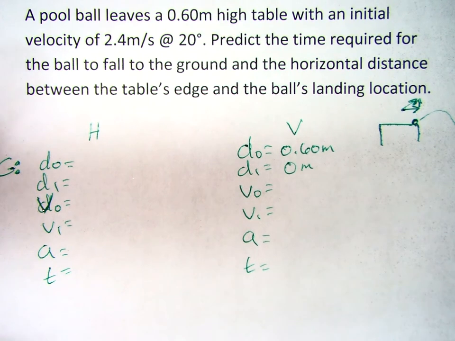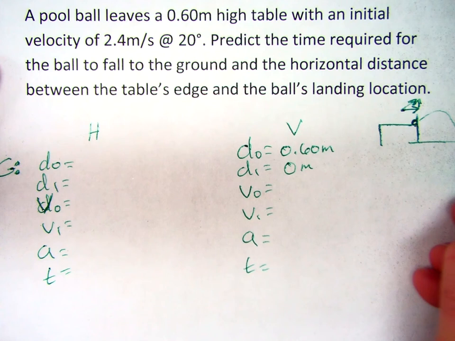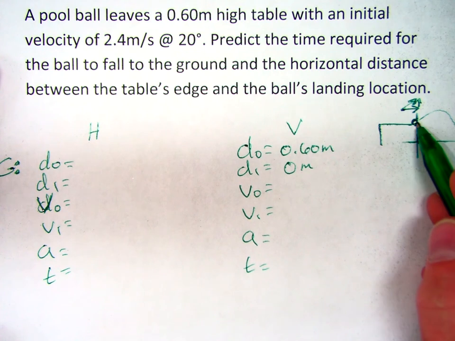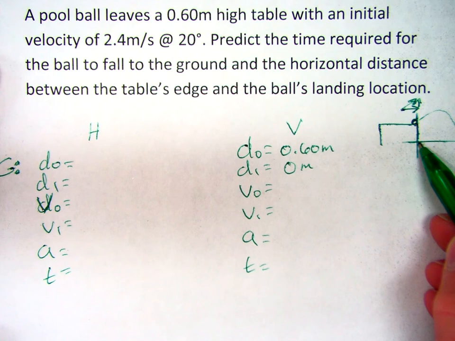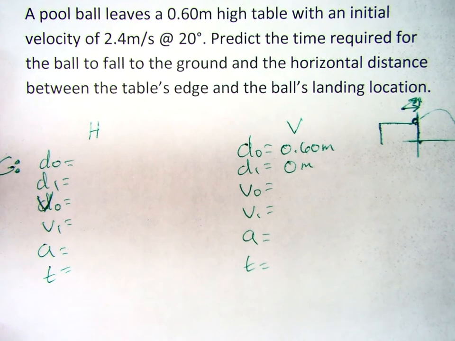Now this has made me put my origin, my y axis origin, at the bottom here. That's my origin right here. And I said that it starts out at 0.6 and it ends up sometime later at 0. Notice it doesn't go directly to 0. It goes up first and then comes back down. And it has an initial velocity of 2.4 meters per second at 20 degrees.